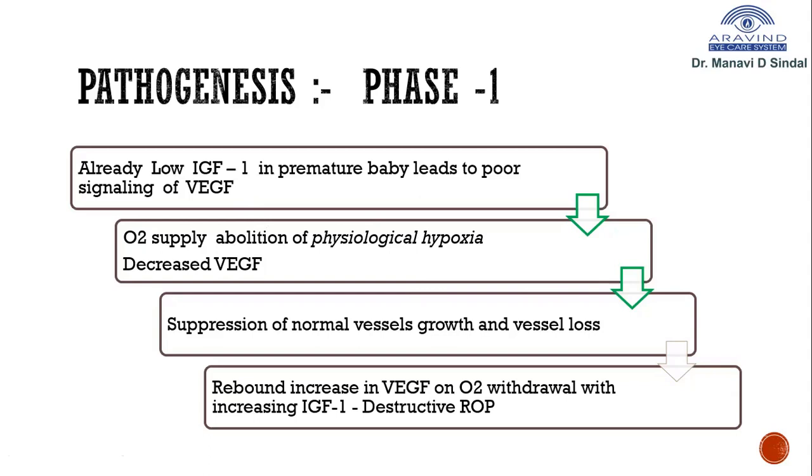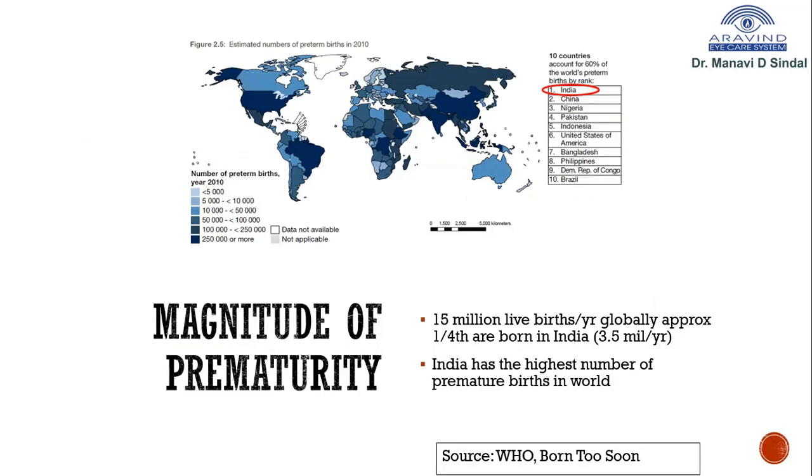As the baby starts growing and developing, there is an increase in the IGF levels. There is withdrawal of oxygen, and both put together cause an increase in VEGF, and there is a destructive ROP which is happening. So another important point is the magnitude of ROP.